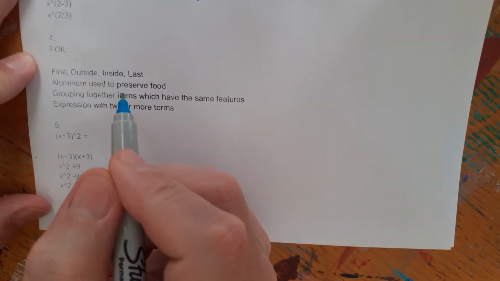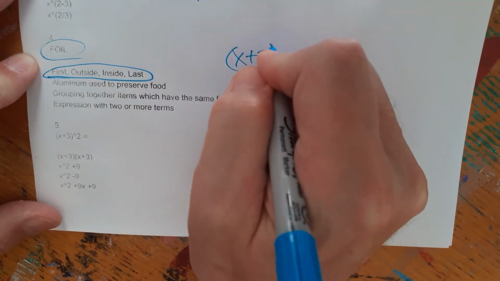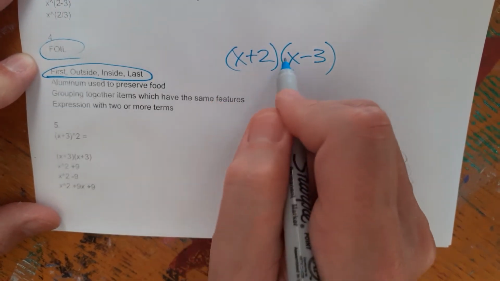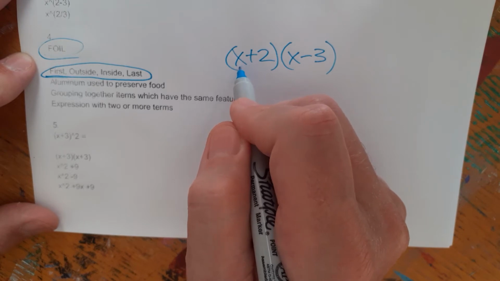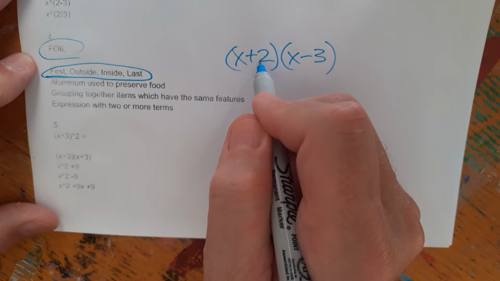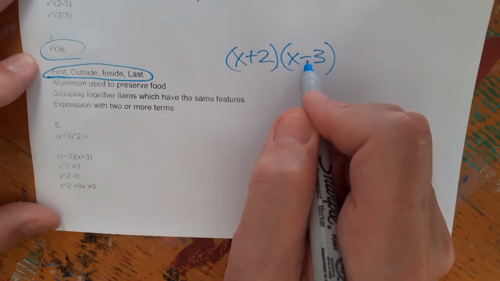Now let's move to FOIL. FOIL is a uniquely American phenomenon. FOIL stands for first, outside, inside, last. This can cause some trouble unless you know what it applies to. It applies to the multiplying of 2 binomials. Let's say we have an x plus 2. Let's say we have an x minus 3. This is called a binomial. Why? Because bi means 2, so it's a 2-term expression, and it's 2 binomials multiplied. So a binomial times a binomial produces what we call a quadratic.